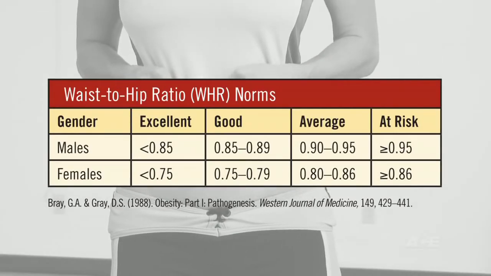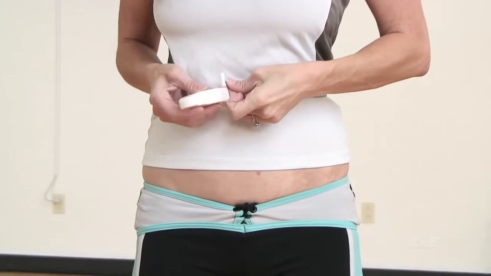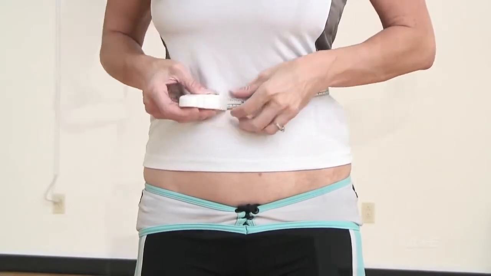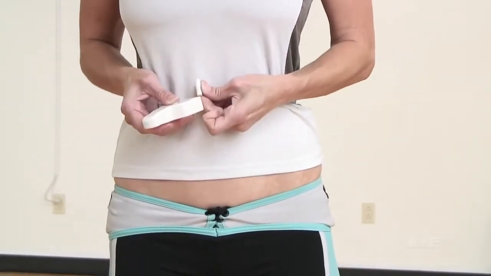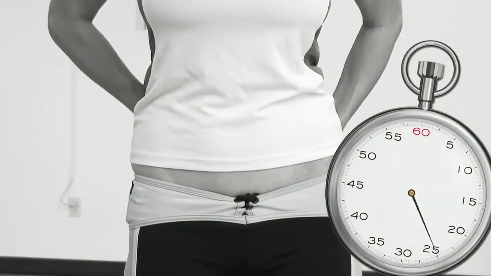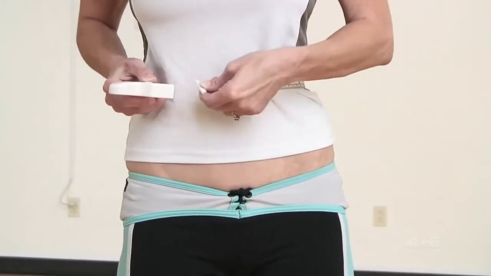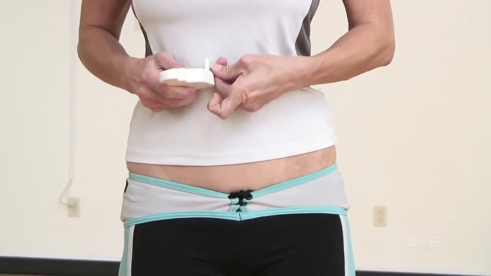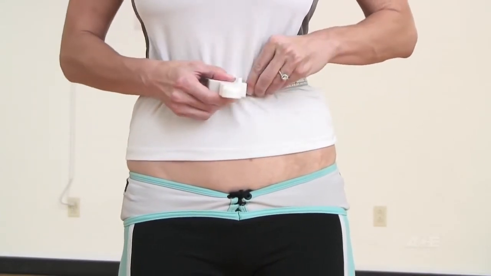For the waist circumference and the waist to hip ratio, for accuracy you want to ensure that you're completing the measurement at the same landmark each time. It's also helpful to complete multiple measurements at the same site, but to ensure that you allow at least 20 to 30 seconds between repeat measurements to allow the skin and subcutaneous tissue to return to its normal state.